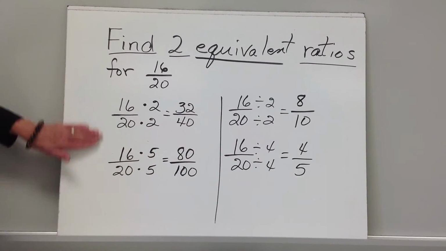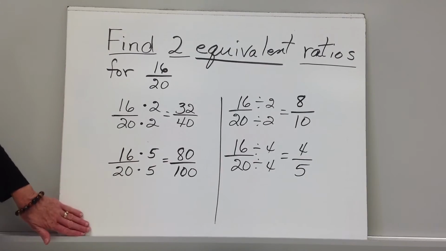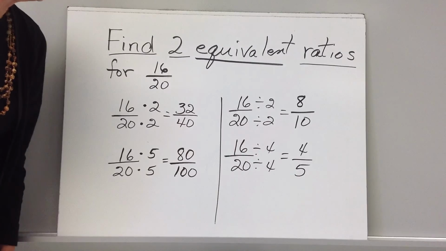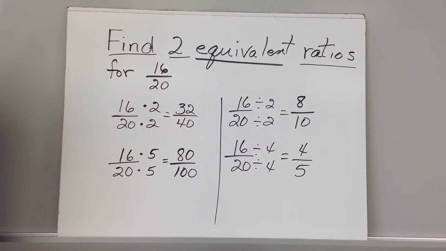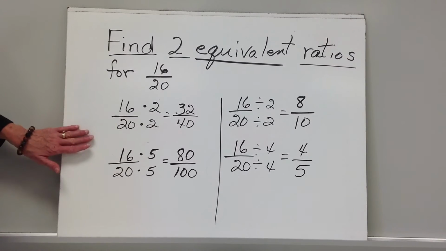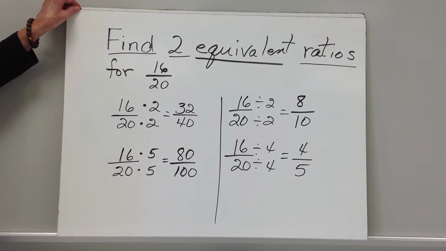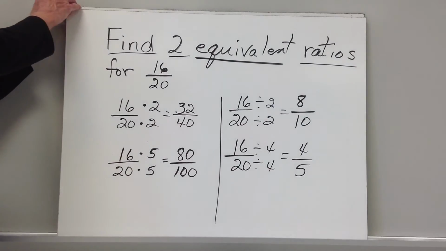I could multiply by any number. With 16 over 20, I could divide by 2, or I could divide by 4. So if I'm supposed to find 2 equivalent ratios, I have many, many choices. There are not just 2 that will work.